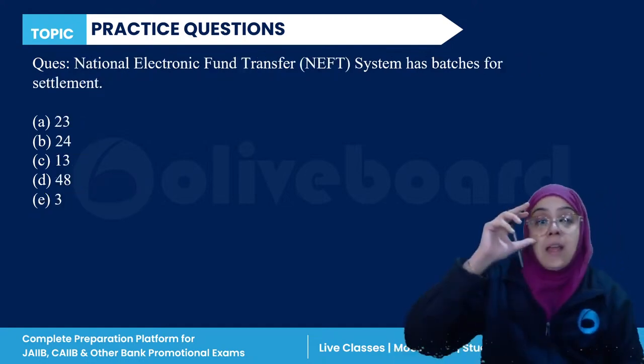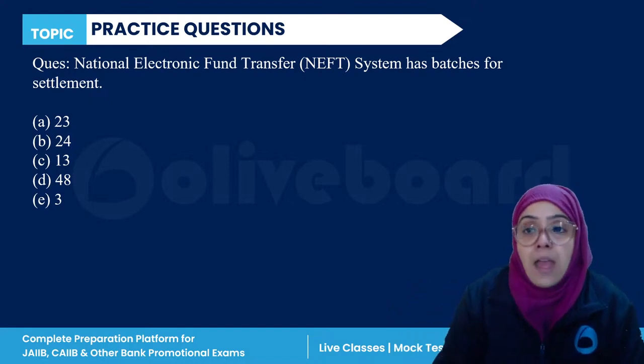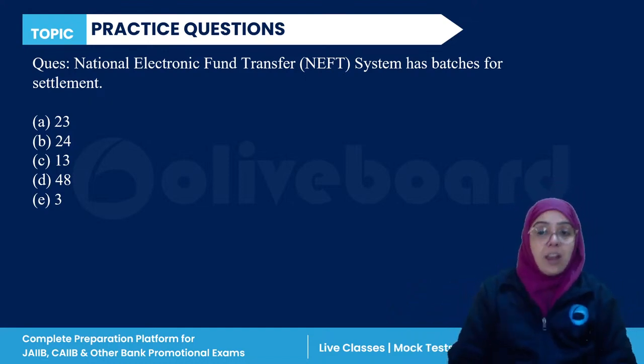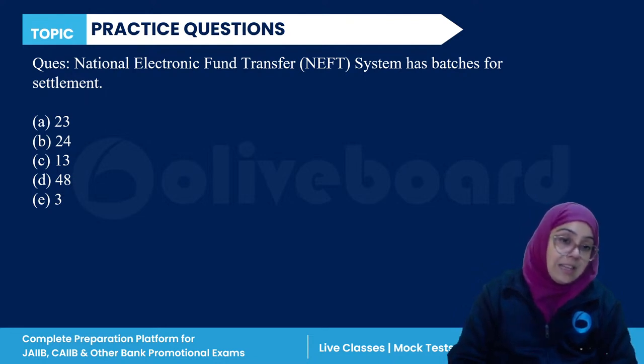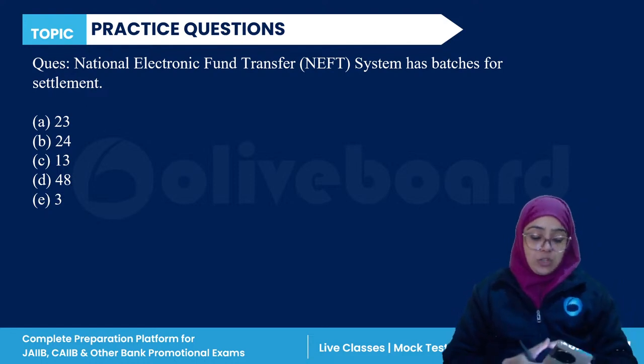Right? Next question. NEFT, National Electronic Fund Transfer System, has batches for settlement. How many batches for settlement? 23, 24, 13, 48, or E means 3. This is very easy. You can all answer this question, guys.